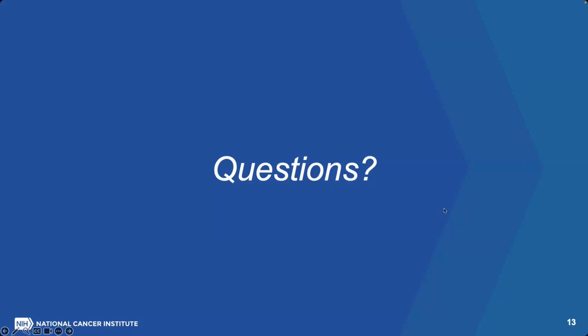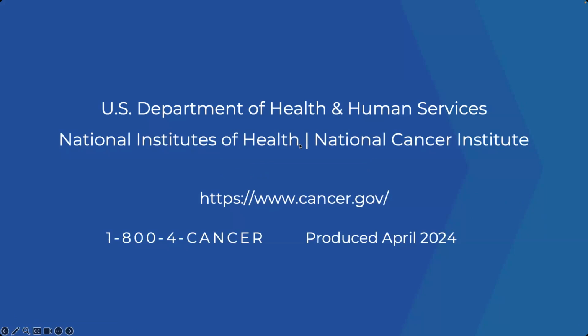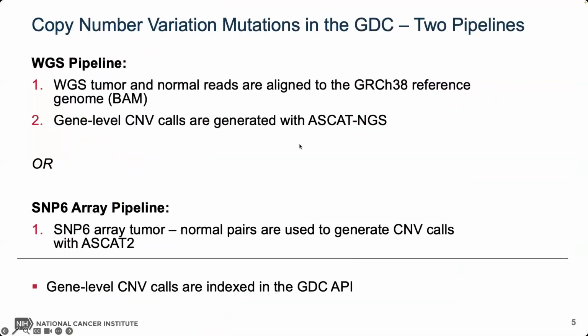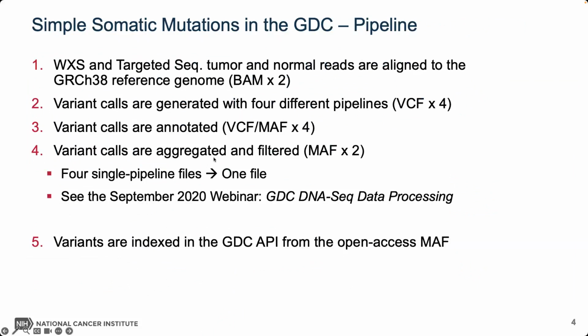So going to the next question. Some MAF files have no data in them, just the headers. Does that mean there are no mutations between tumor and normal? That's a very good question. So going back to actually one of the first slides, step 4 here, the variant calls are aggregated and filtered. So they're aggregated, that creates the aggregated somatic mutation file, and filtered, that creates the masked somatic mutation file.